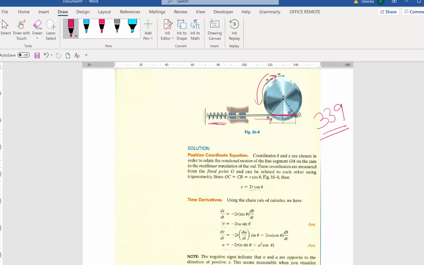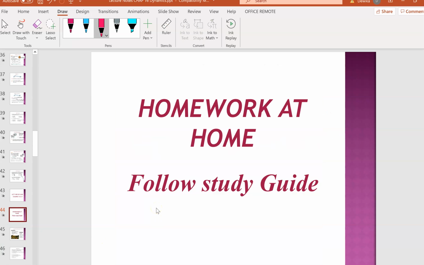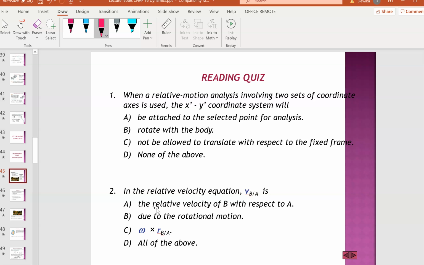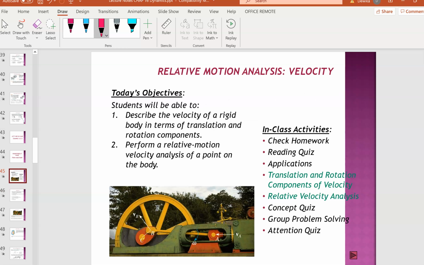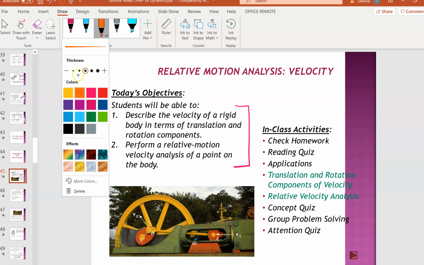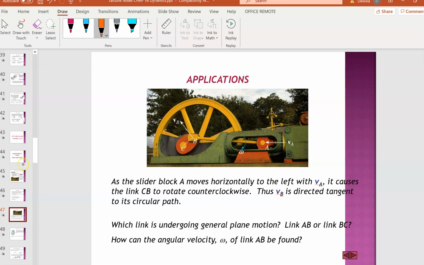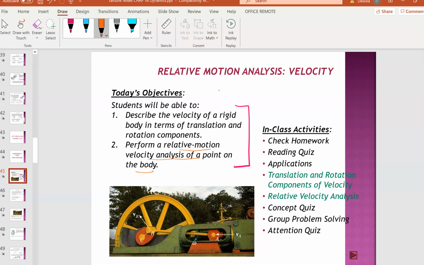Okay, so now I'm going to just move on to the next part of the chapter, which is 16.5, the relative motion analysis: velocity. At the end of the day, students must be able to describe the velocity of rigid bodies in terms of translation and rotating component, and perform a relative motion velocity analysis of the point on the body. So this is also to actually find connections, but now we're looking at velocity. Later we'll be looking at acceleration.